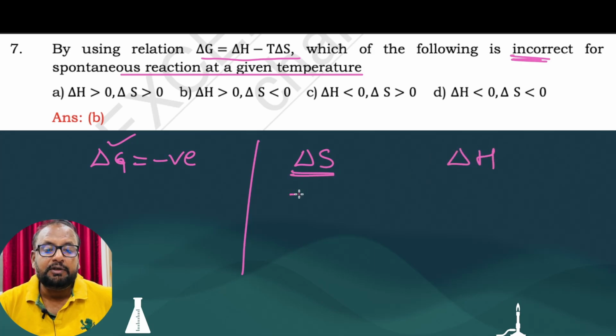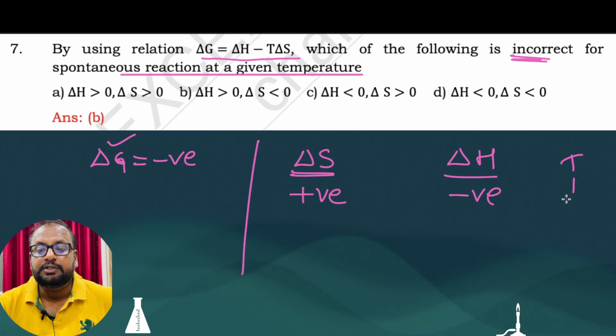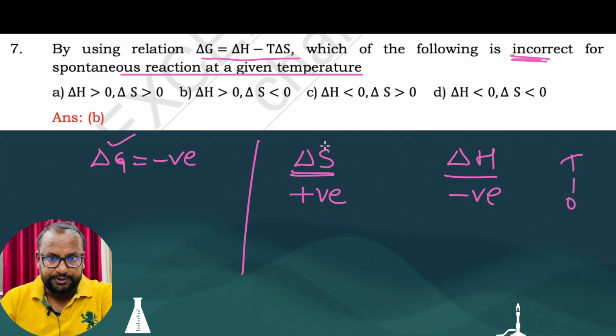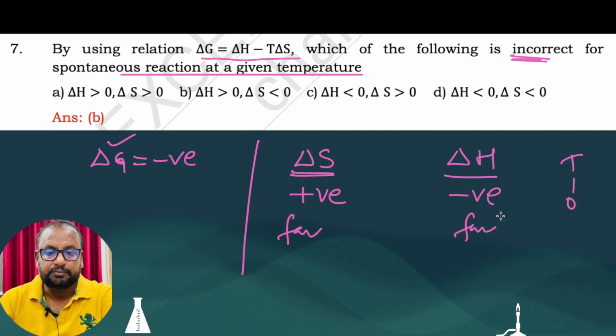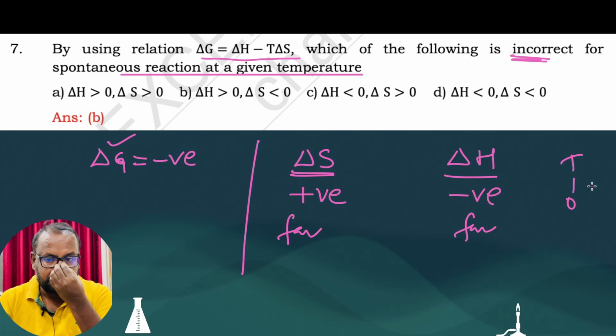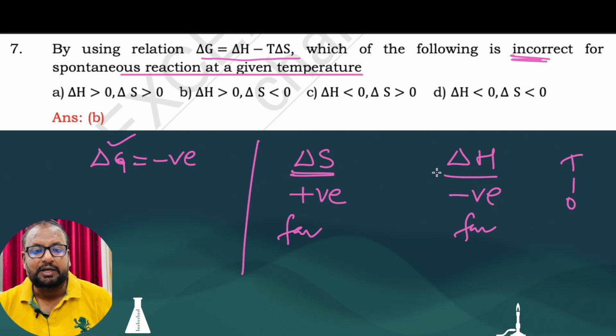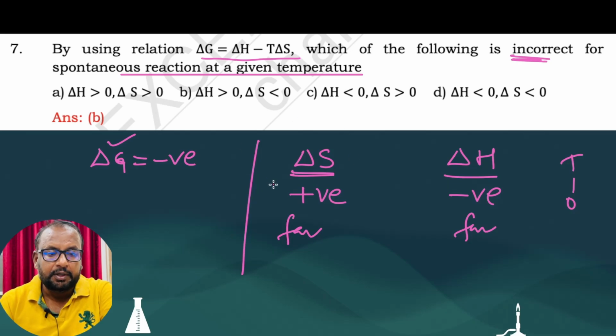Delta S is always positive and delta H is always negative. In these two cases, the temperature role is zero, right? So we'll see these options here. If this is a favorable condition, and this is also a favorable condition, both are favorable conditions, then temperature plays nil. If one of them is unfavorable, temperature plays another important role here.